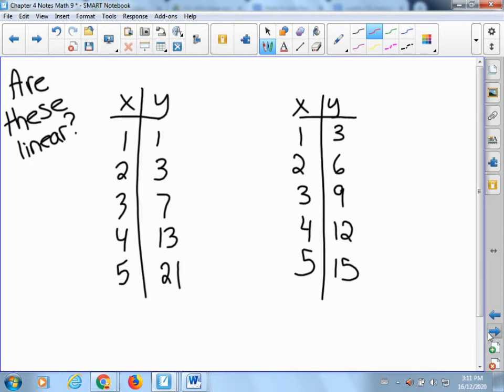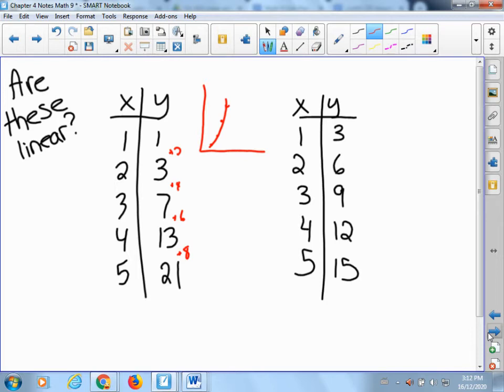So I'm looking at this first one. I go up by 2, I go up by 4, I go up by 6, I go up by 8, and while it's going up each time, it's not going up by the same amount. So if I were to actually graph that into a grid, I've got kind of 1, 1, 2, 3, and then 3, 7, and you can see that I'm just going to be increasing quite quickly as I go, which makes a curved line. So the first one, not linear.